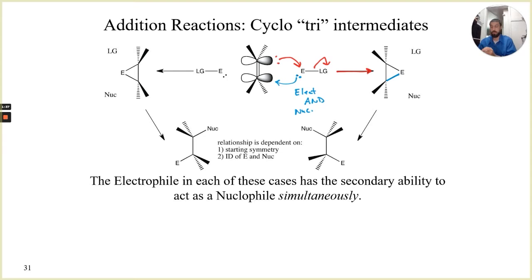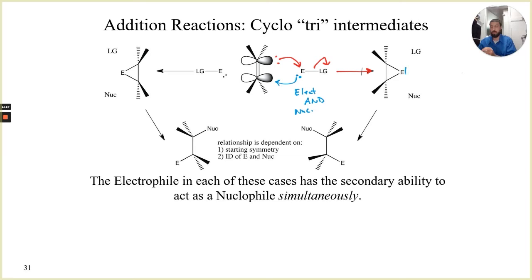Our pi bond comes out, reacts with the electrophile, it ejects the leaving group, and simultaneously, a lone pair on the electrophile reacts back with the other carbon of the alkene. That's what results in what we see here, which is a 3-membered ring. Hence the terminology I was using. These are 3-membered intermediates. So once we're at this point, now we would have to decide, do we move forward or not?